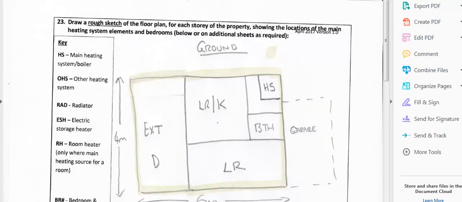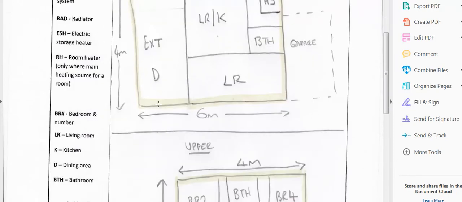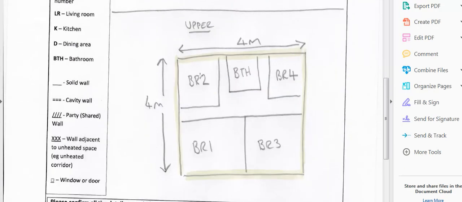Moving on to the Dean score survey sheet itself, just for completeness, what we've got here is a floor plan, again with the dimensions on. We've got the location of the heating system. You've clearly marked up where the extension is, and you've marked up where the bedrooms are in that particular property.